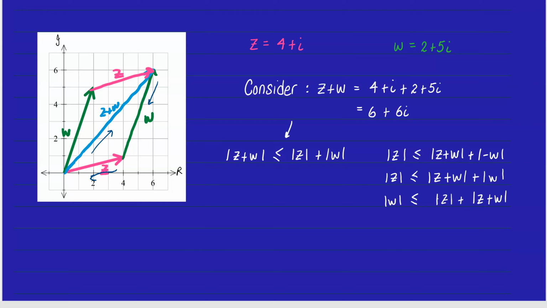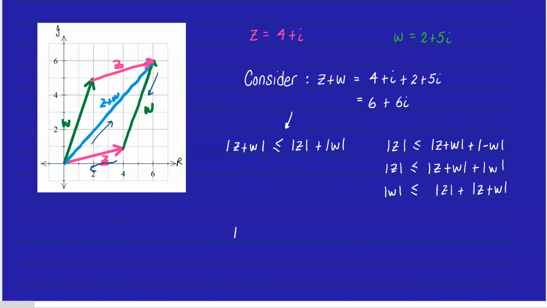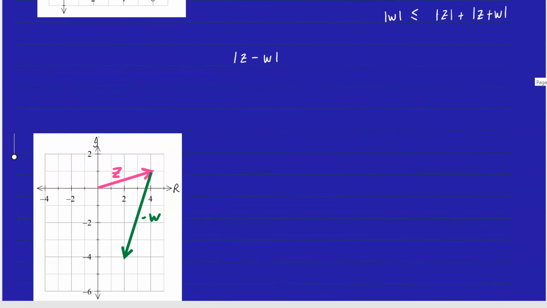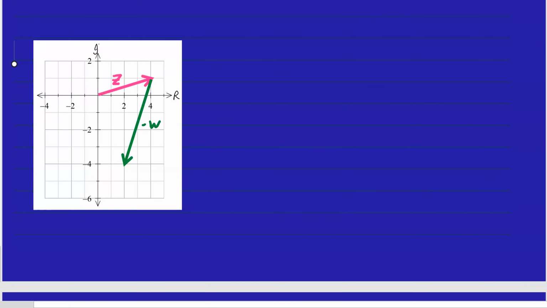We can consider another case: what if we want to find an expression for the modulus of z take w? This represents the distance between the points representing z and w. So let's go back and consider the vectors that represent our complex numbers. We've got z going along this way, and then we've got the minus w, because w was going that way. So now we're going minus w, which makes this here our z take w.